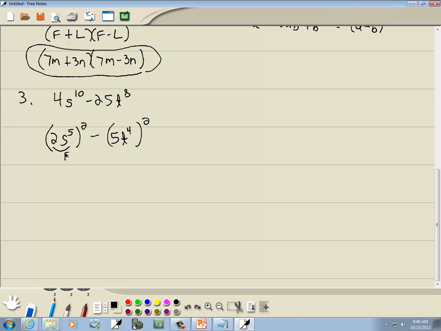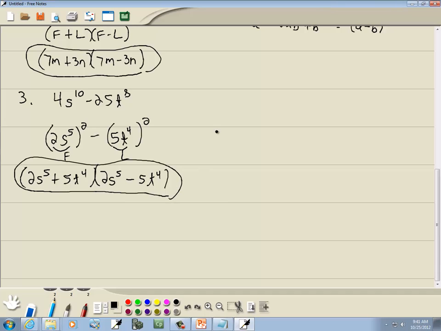So this is what's in our first set of parentheses, and this is what's in our last set of parentheses. I'm not going to write the formula down. I personally like to just think of it as what I just said before. You take what's inside your first set of parentheses, 2s to the 5th, you add what's in your last set of parentheses, so plus 5t to the 4th. And then you take what's inside your first set of parentheses, 2s to the 5th, and you subtract what's in your last set of parentheses, 5t to the 4th. And that's our answer.